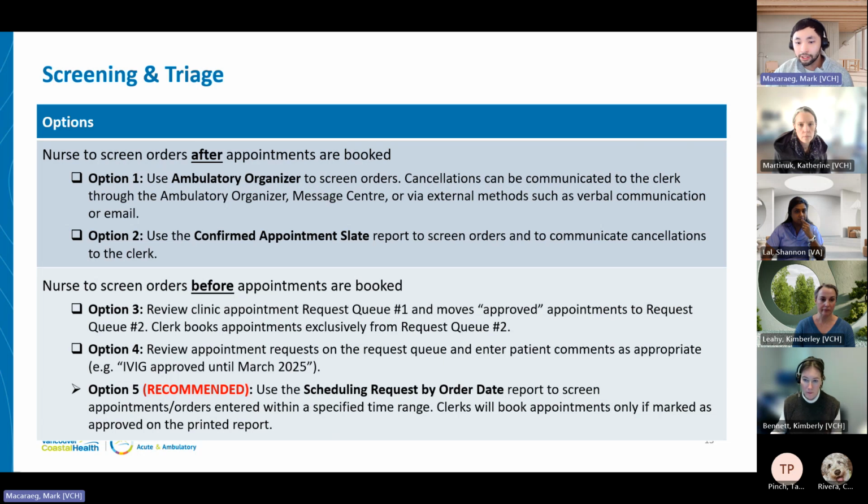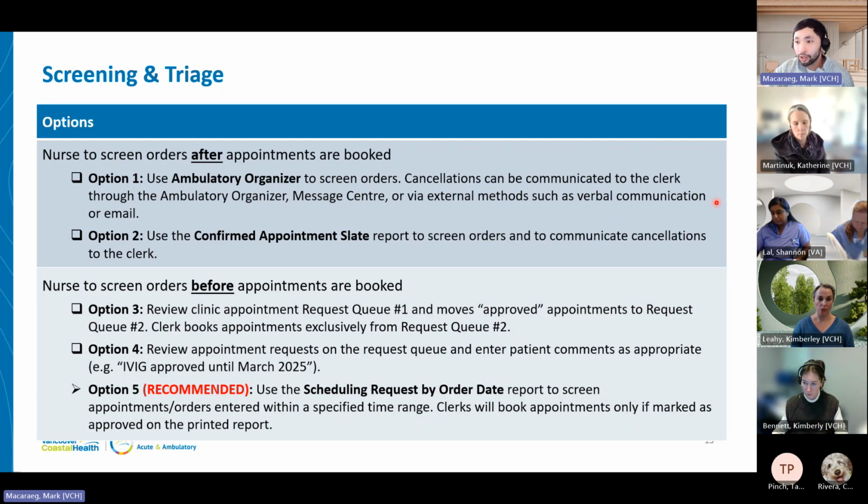I split the different options into two overarching workflows here. Either the nurse screens the orders after the appointments are booked or before the appointments are booked. I'm going to go over each of the options. The first one is to utilize the ambulatory organizer to screen the orders. The nurse can check upcoming confirmed appointments in the AM organizer to make sure the orders are complete and appropriate. And this is what most clinics do since it works well with existing tasks. For example, nurses will have to transcribe conditional orders and administer orders before transfusion appointments. So it makes sense to do the screening at the same time.